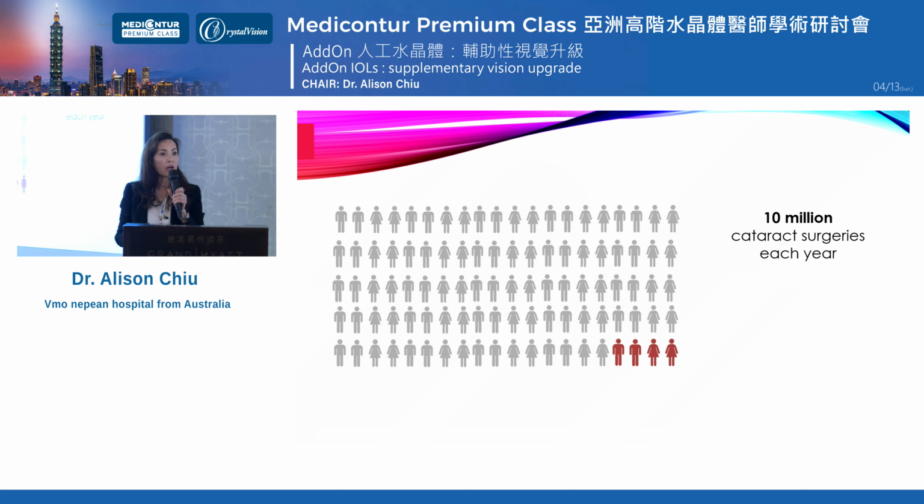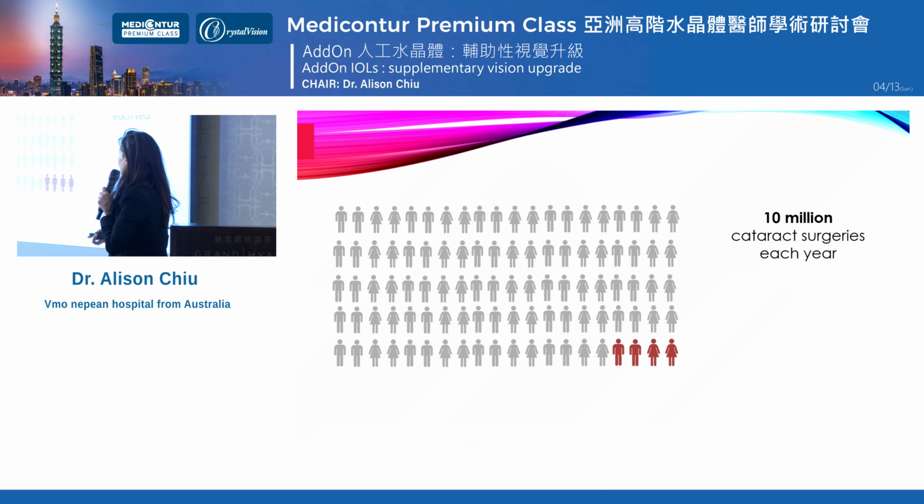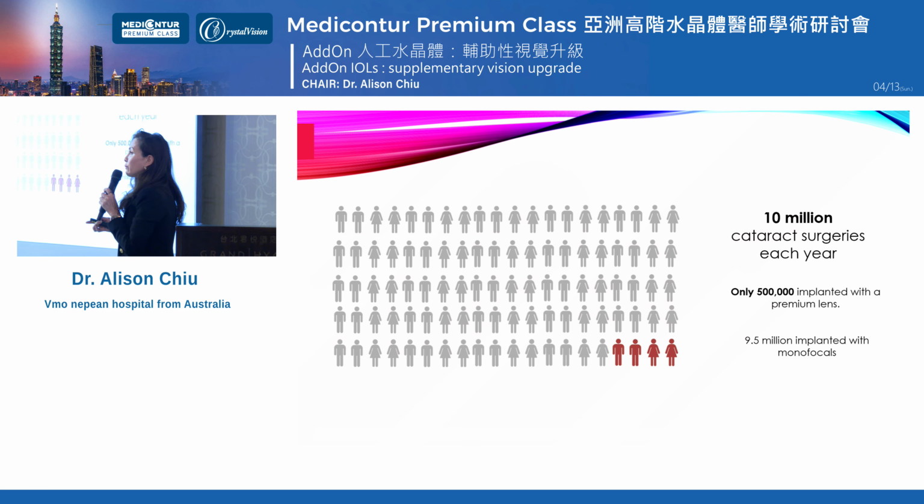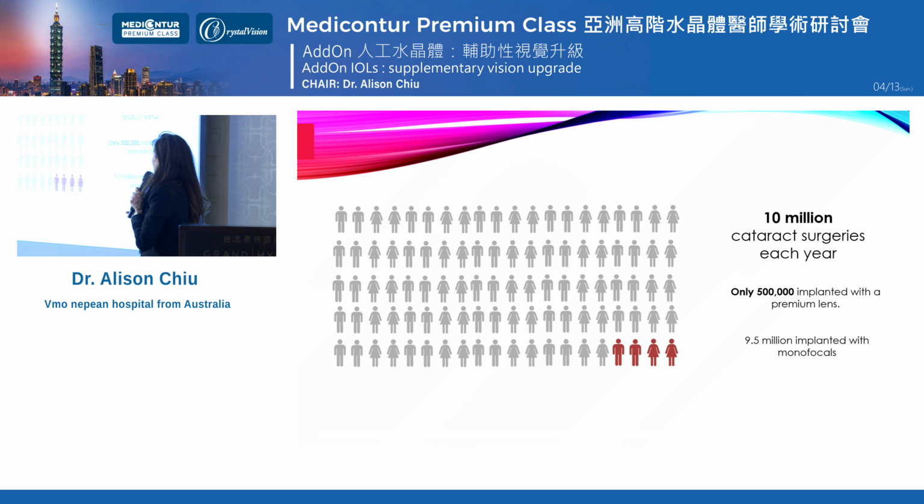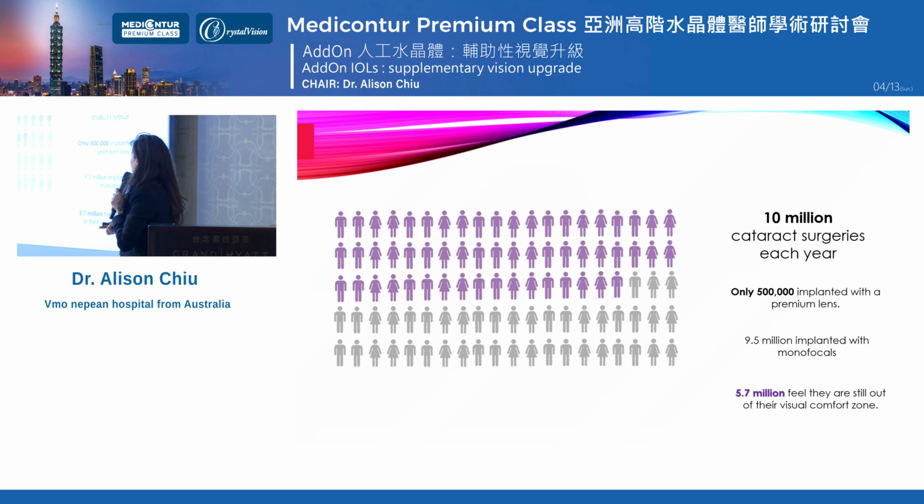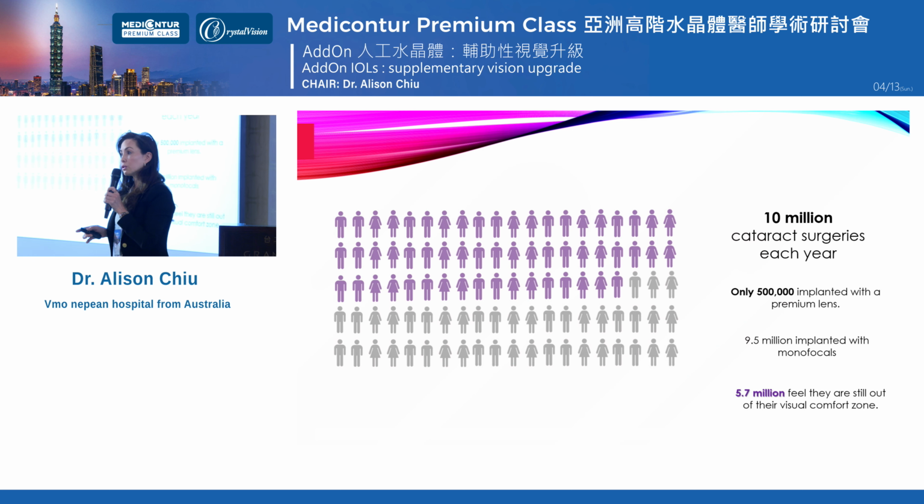So worldwide, there are 10 million cataract surgeries performed each year, and only 500,000 are implanted with a premium lens. So that would be an EDOF, a trifocal, or a toric. So 9.5 million are implanted with monofocals. That's huge. That means that 5.7 million of those implantations still feel that they're out of their visual comfort zone. So we can do better than that.